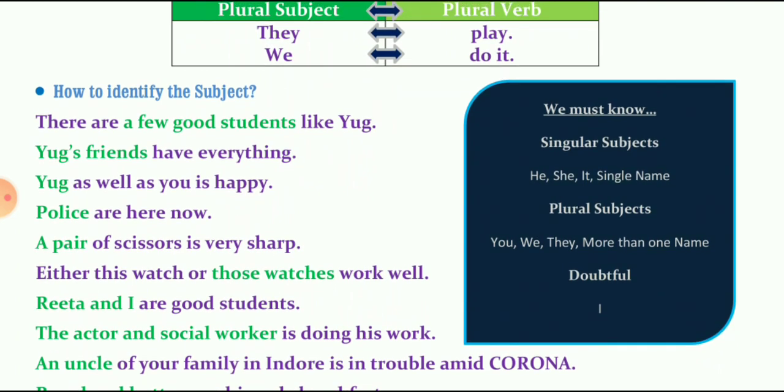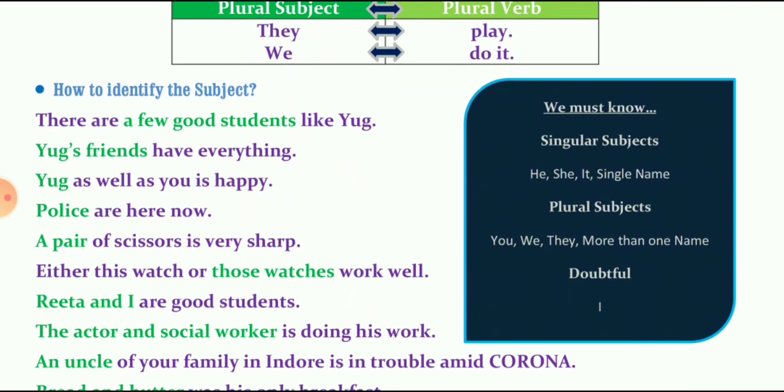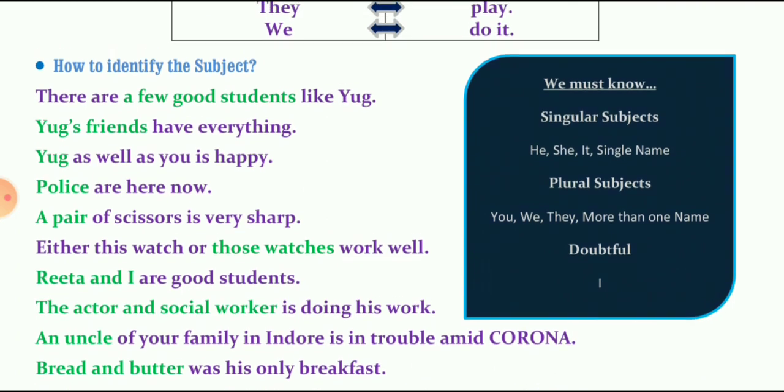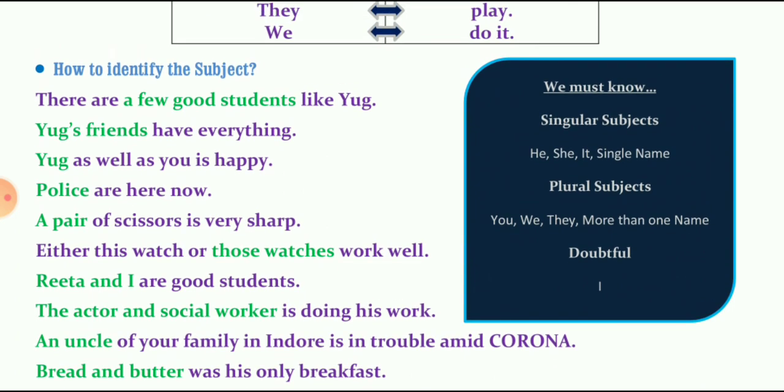An uncle of your family in Indore. We can say an uncle, your family, Indore. There are three things or three subjects, three nouns. No. The real subject is only an uncle. That's why we have used here is, a singular helping verb. Bread and water. There are two nouns but it denotes only one thing. Bread and water was his only breakfast. That is breakfast, eatable things.